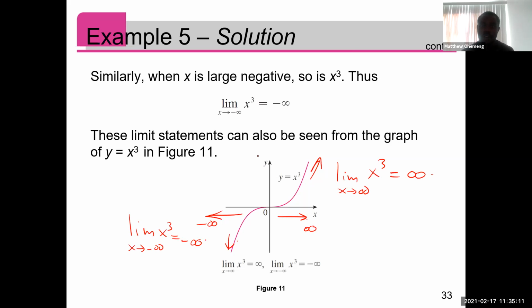So either the graphing way or thinking about the kind of numbers that you're plugging in, you still get negative infinity or infinity. But in either case, it's an infinite limit at infinity. Okay, any questions here? Anybody needs time?